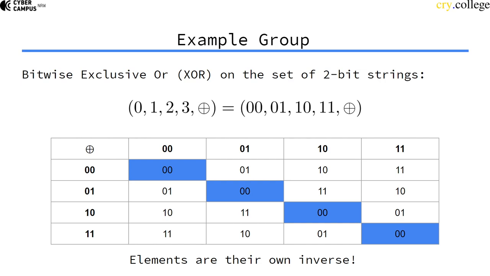Now we have to check if they're unique inverses. Well, they are. Turns out every element is its own inverse. So 01 XOR 01 is the identity element, which is 00. So this is actually a group with the set of bit strings of length 2 and the XOR operation.